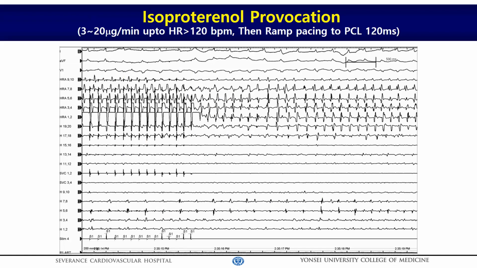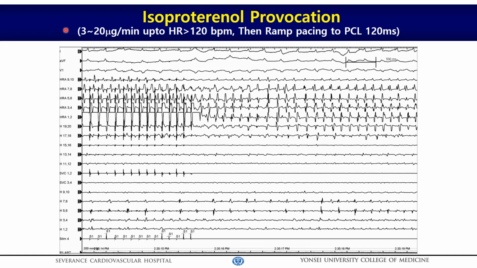After the basic ablation protocol, we give isoproterenol 3 to 20 microgram per minute until the heart rate is over 120 beats per minute. Isoproterenol dosage is quite variable from person to person depending on the beta blocker used. Then we induce atrial fibrillation or tachycardia by ramp pacing down to 120 millisecond pacing cycles. If we fail to induce sustained atrial fibrillation 3 times, we finish the procedure.